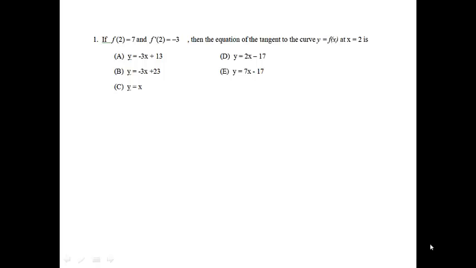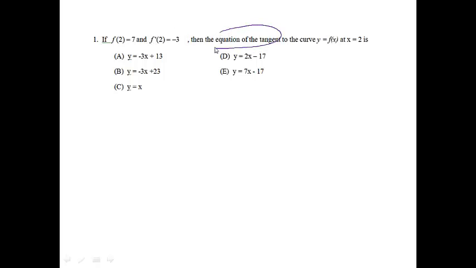Problem 1. If f of 2 equals 7 and f prime of 2 equals negative 3, then the equation of the tangent line to the curve y equals f of x at x equals 2 is what? You'll notice this problem looks like it's in a little bit different form than we're used to, but hopefully you'll find out that it's actually easier because they gave us more information.